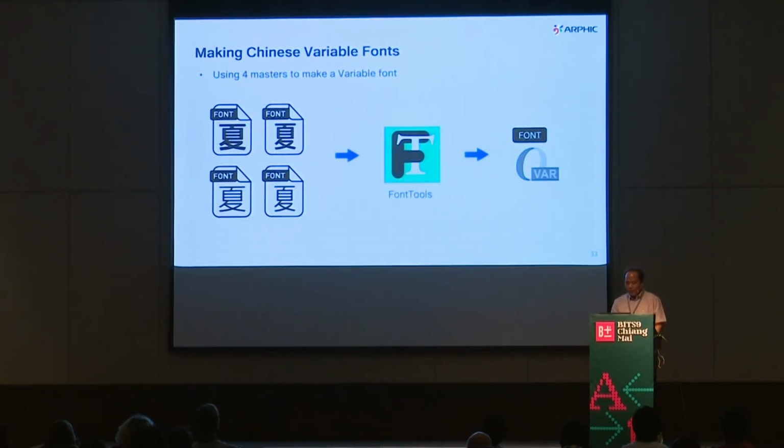After we verify all 770 strokes are compatible, we can export a Chinese variable font with two axes. Sounds easy, right?